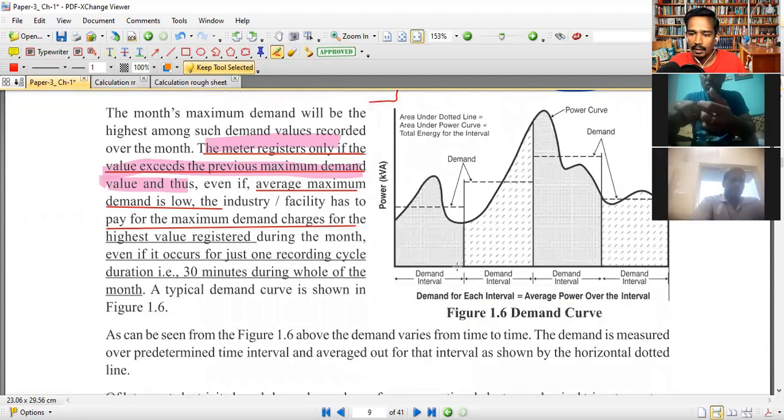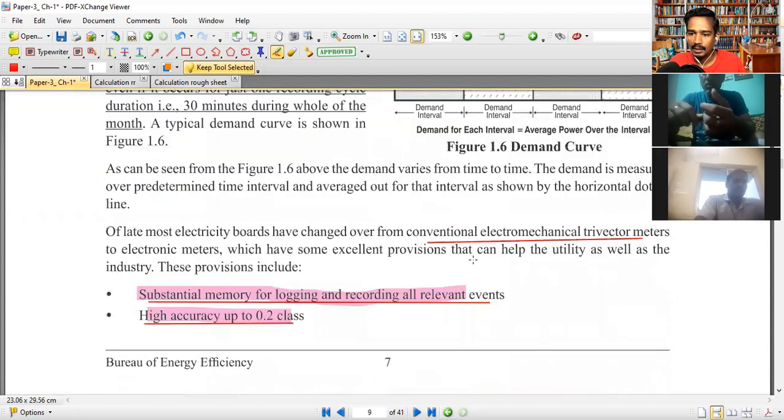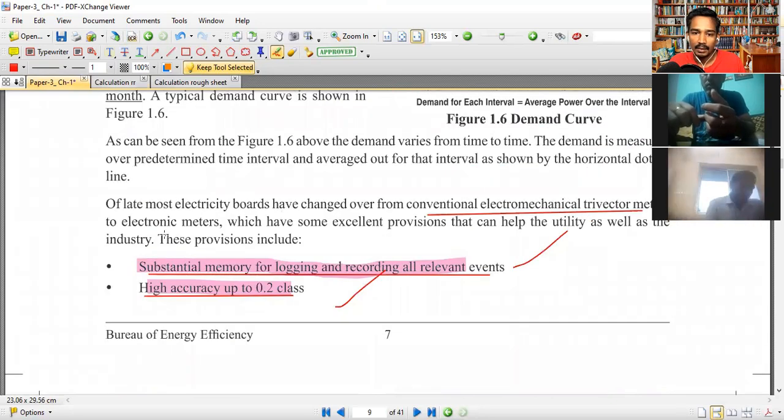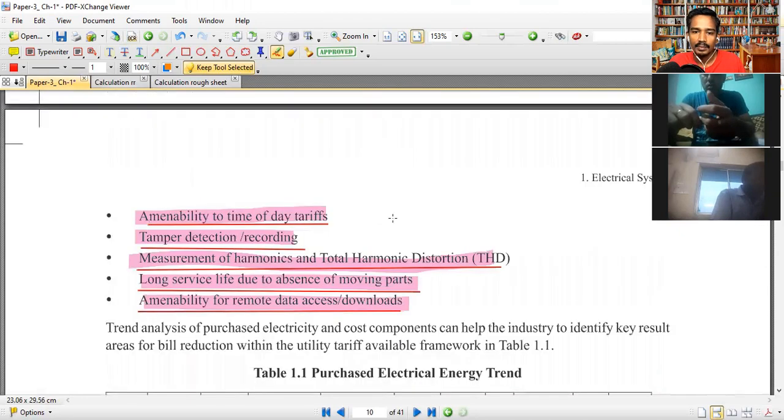And what are the special qualities available in this meter? This meter has logging and recording, high accuracy, and this is an electromechanical trivector meter. This meter is converted to an electronic meter. Now we are using all electronic meters: high accuracy, amenability to easy calculation of time-of-day tariff, tamper detection, and measurement of harmonics, very important.